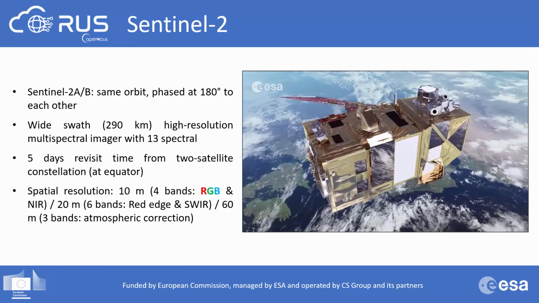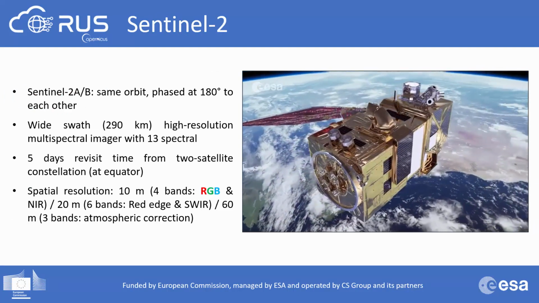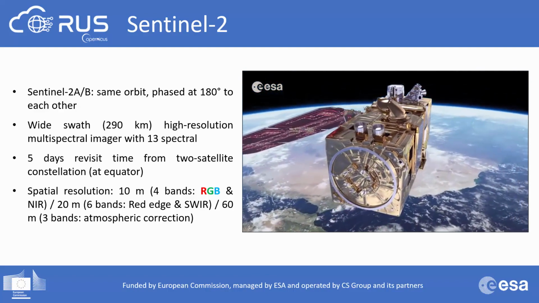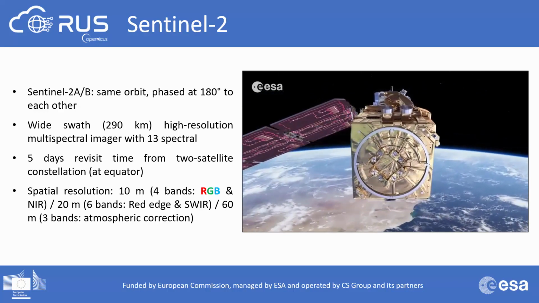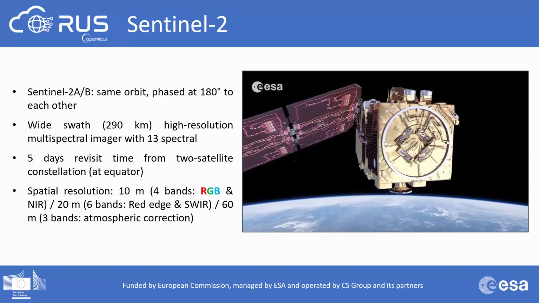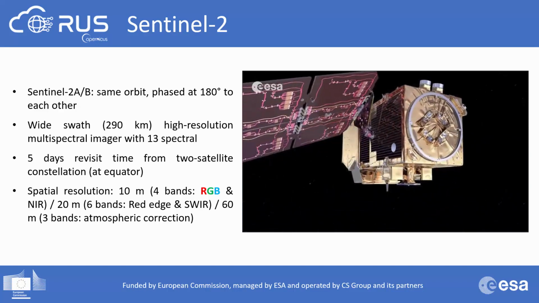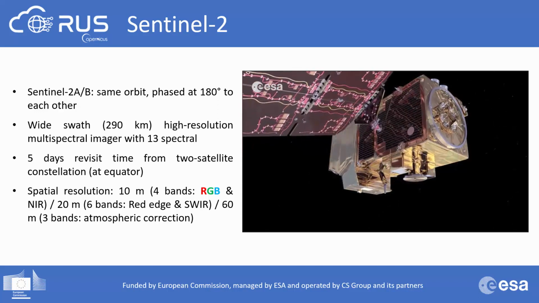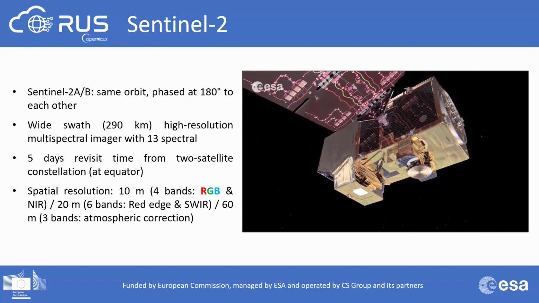So the Sentinel-2 mission, first of all, is formed by two twin satellites known as Sentinel-2A and Sentinel-2B. They are placed facing each other at 180 degrees. Together with its wide swath of 290 kilometers, it delivers a very high revisit time, which is 5 days at the equator with the two satellites. Of course, if you go northern or southern in latitude, this revisit time will decrease.